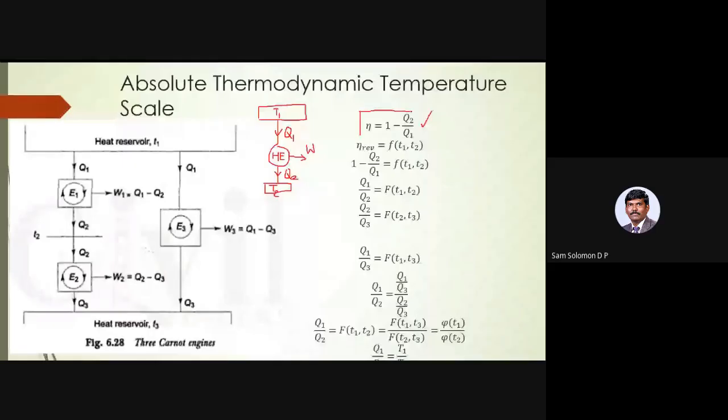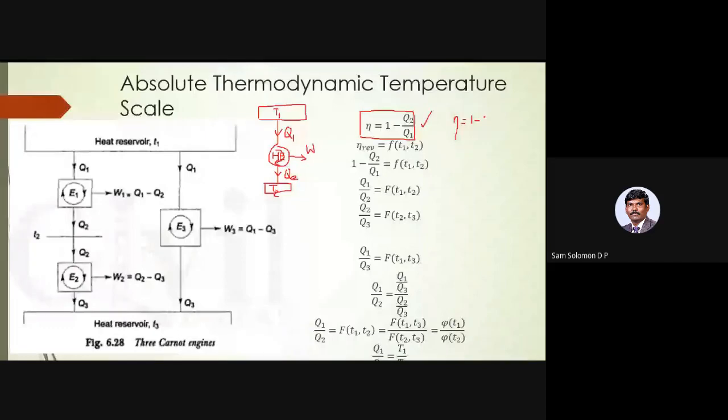And let's assume that it is a reversible heat engine. So the efficiency of a reversible heat engine, this is a very generic definition, 1 minus Q2 by Q1. If it is a reversible heat engine, then the Carnot efficiency would be 1 minus T2 by T1.